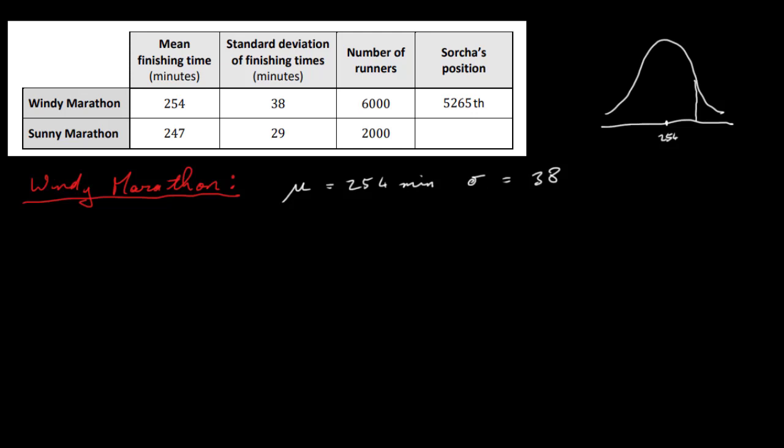So the number of runners who finished before her were 5,264. There were 6,000 runners. Multiply that by 100. That gives you 87.73.